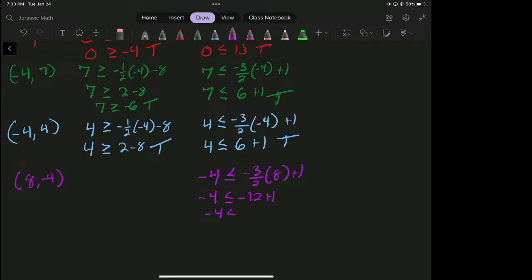Negative 4 is not less than negative 11. So false. So 8 comma negative 4 would be the answer that is not a solution. So it's just doing it over and over and over again until you finally get to the one that did not work. But you have to read the directions.